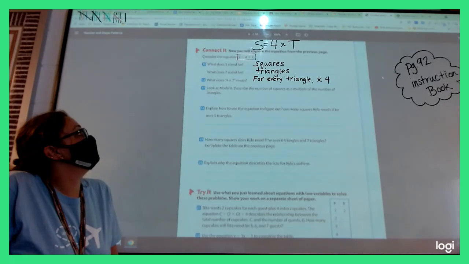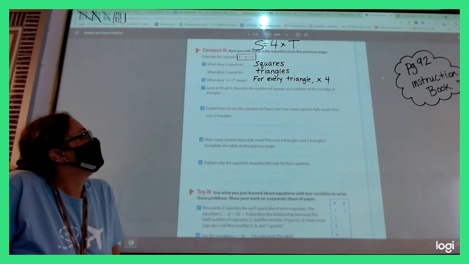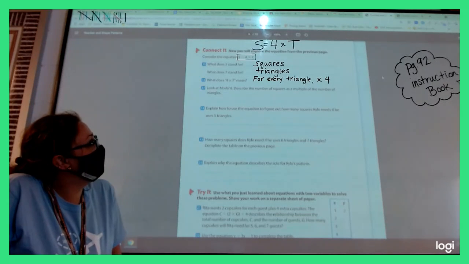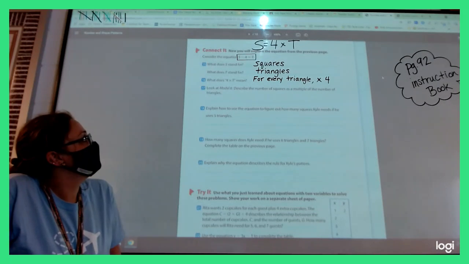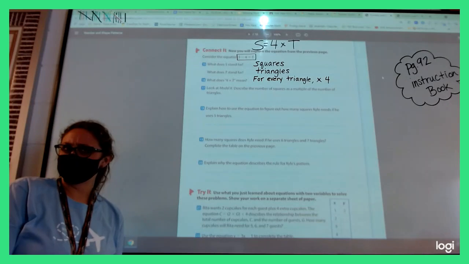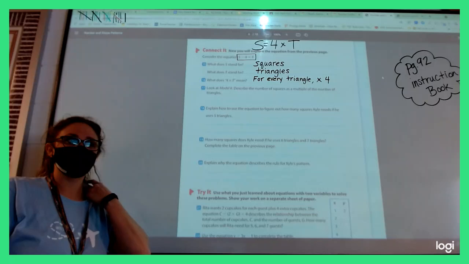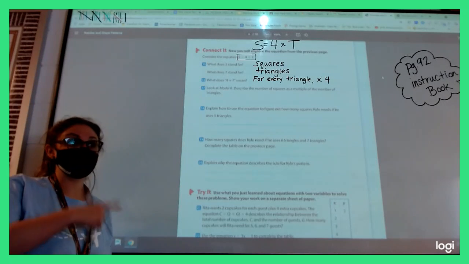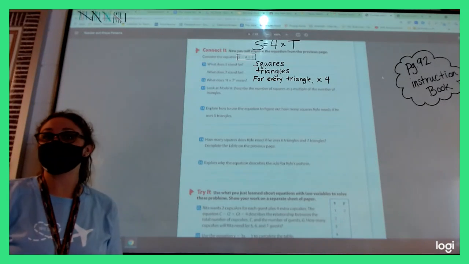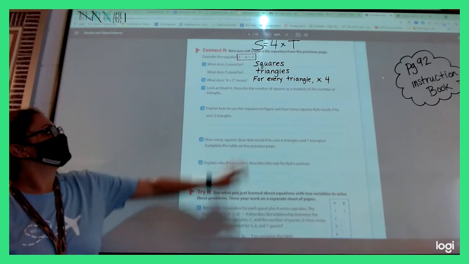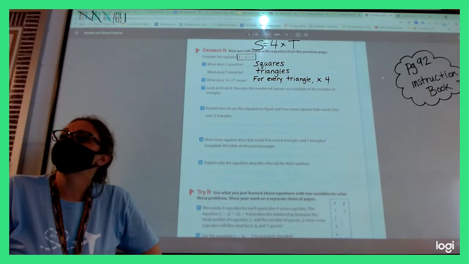All right, number 17. Look at model it. Describe the number of squares as a multiple of the number of triangles. Well, what's a multiple first? Emma? How many times that number could go into? So like skip counting, right? So multiples of 5 would be 5, 10, 15, 20. Just skip counting on. So Josiah, what are you thinking about that?